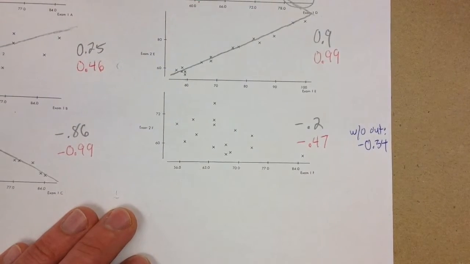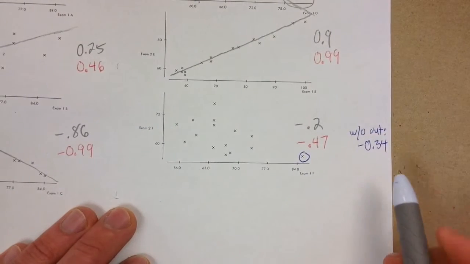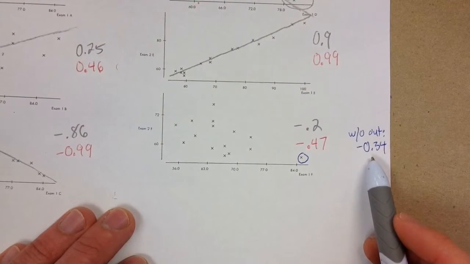This one, notice the effects of the outlier. This point here, and I did the calculation for you. If you take the outlier out, the correlation becomes weaker, or expresses a weaker relationship. You're getting closer to 0.